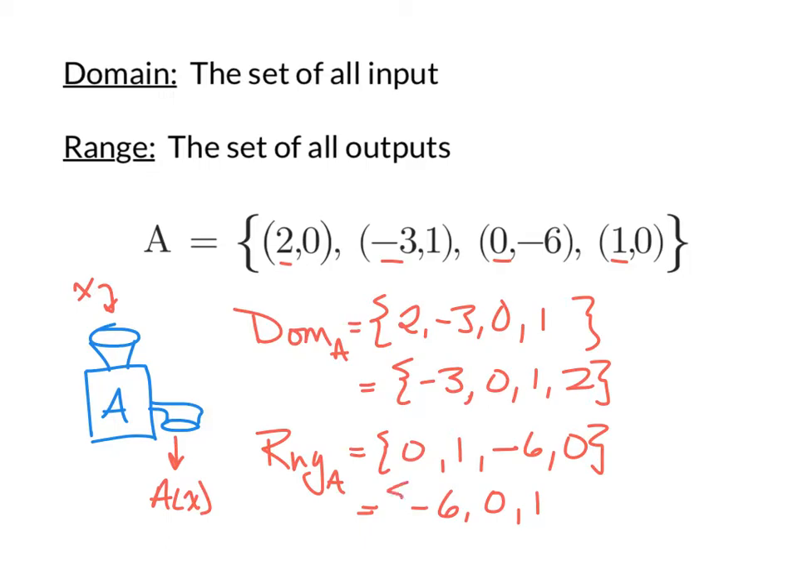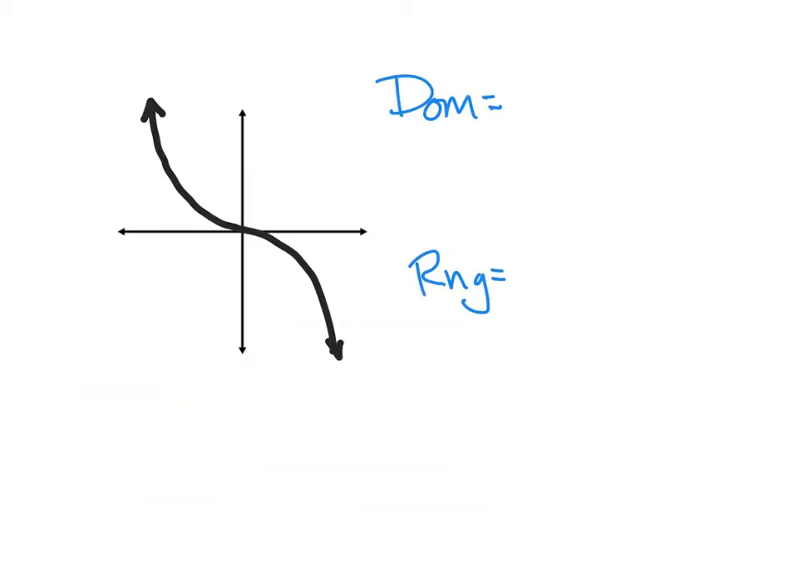Notice that when I'm rewriting it, I didn't write 0 twice. You don't have to show that. 0 is an element of the range. We don't express how many times it shows up.